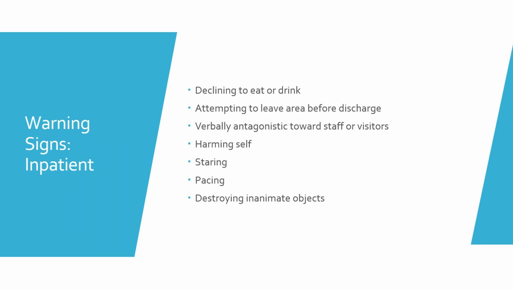So what are some of the warning signs, right? We have our patient, they are inpatient. We have to recognize warning signs to protect themselves and others from any violent outbursts. So if you recognize any of these warning signs, you must act. Are they declining in eating or drinking? Are they attempting to leave the area before discharge? Are they verbally antagonistic towards you, staff, or other visitors? Have they tried to harm themselves? Are they just staring at you? Are they pacing the floor? Are they trying to destroy any inanimate objects? You may need to take action or be a little more vigilant if you notice any of these warning signs.